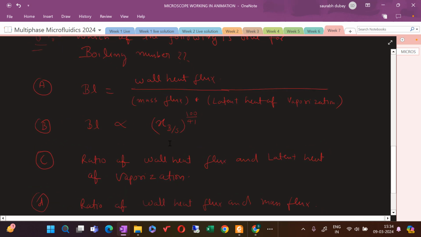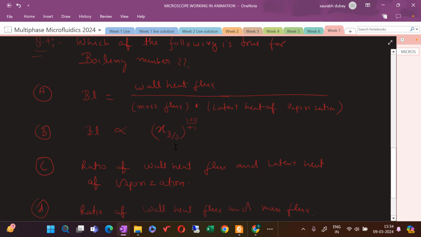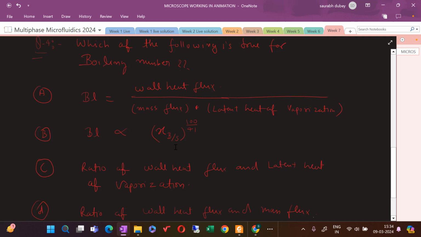So the question is, which of the following is true for the boiling number? The options are: boiling number equals wall heat flux divided by mass flux multiplied by latent heat of vaporization. Another one is this, and if you remember, what is this X_BS? It came up here, but you need to know what it is. This has been calculated for the bubble to sludge transition.